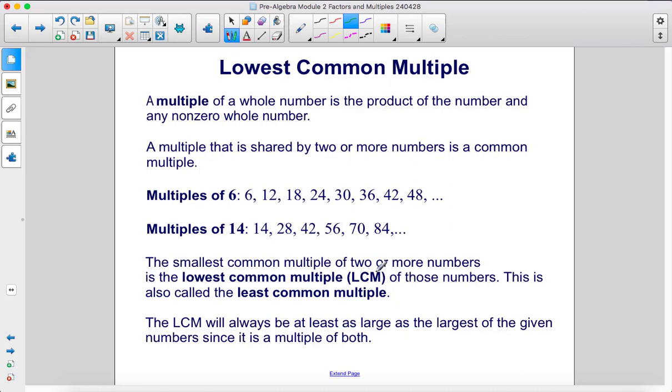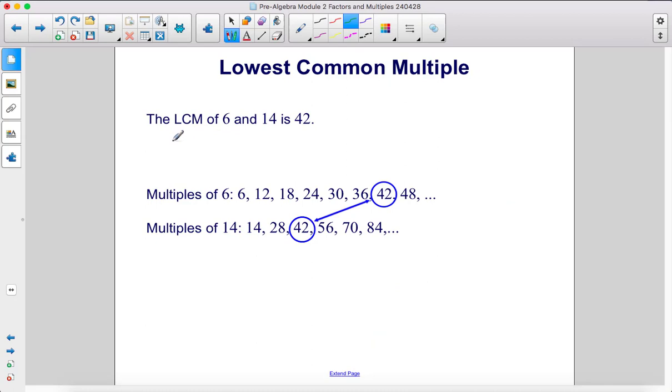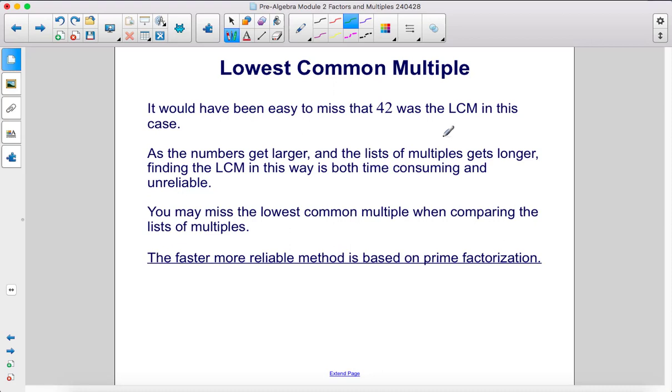The LCM will always be at least as large as the largest of the given numbers, since it has to be a multiple of both. The lowest common multiple of 6 and 14 is 42. So if you list all the multiples of 6 and all the multiples of 14, what's the lowest number that's in both lists? That's the lowest common multiple. It would have been easy to miss that 42 was the lowest common multiple in that case.